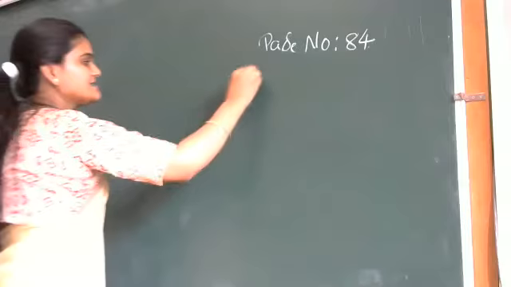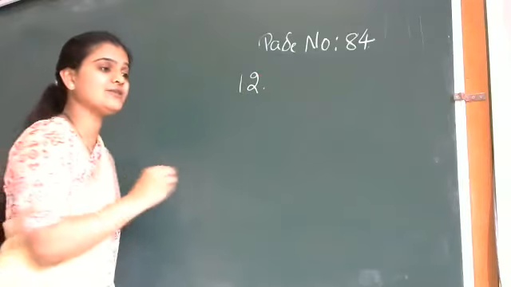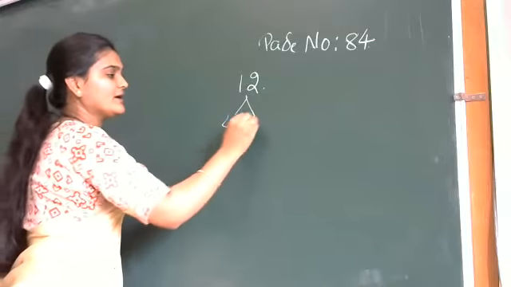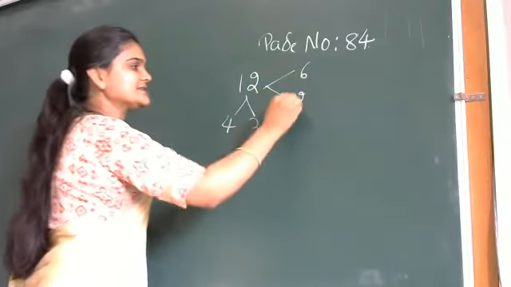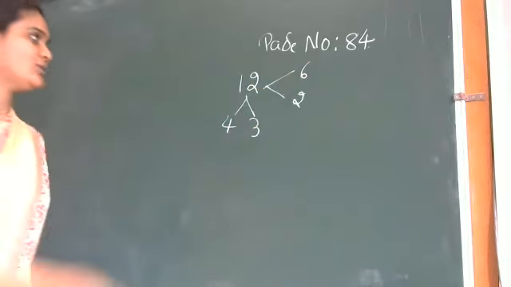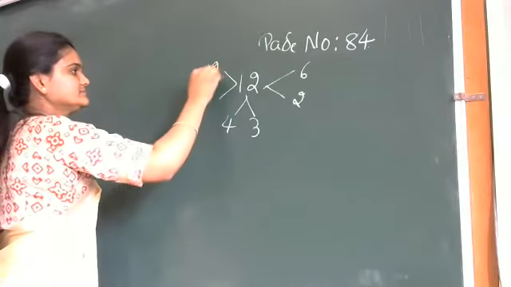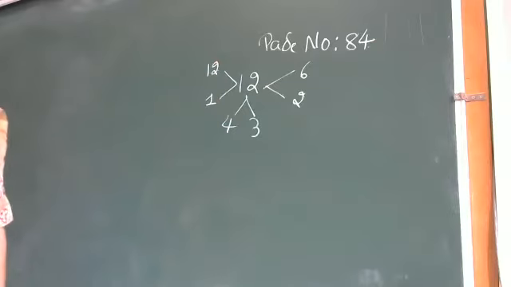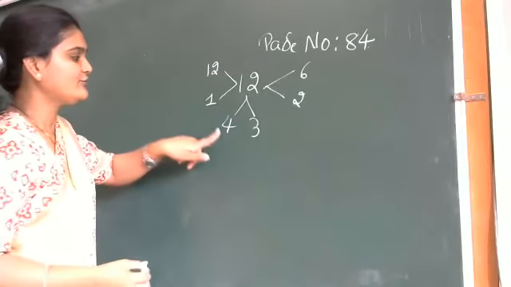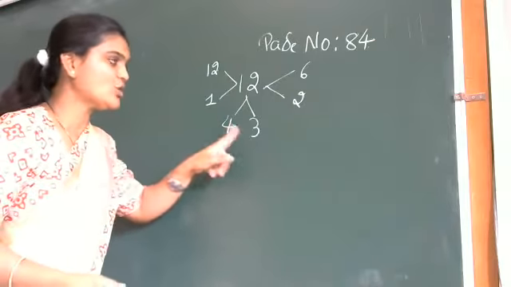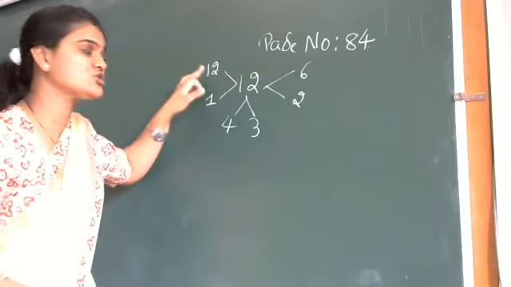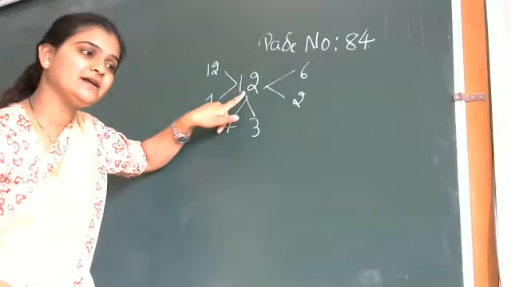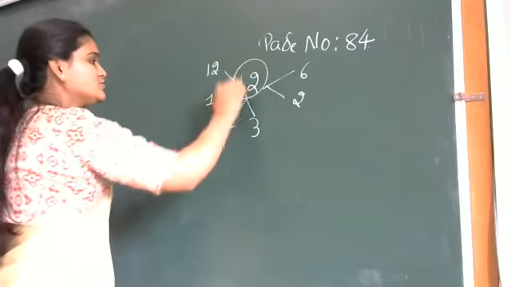Now, if you take the number as 12, how many factors can you find here? See, 4 into 3. Yes. And again, you can see that 6 into 2. Yes, 2 into 6 or 6 into 2. So here the numbers are 4, 3, 2, 6, 1, 12. These are all the factors of 12. Is it clear? These are the factors of number 12.